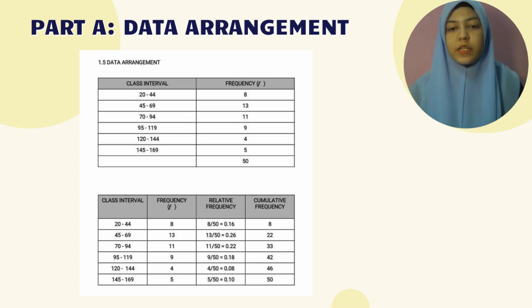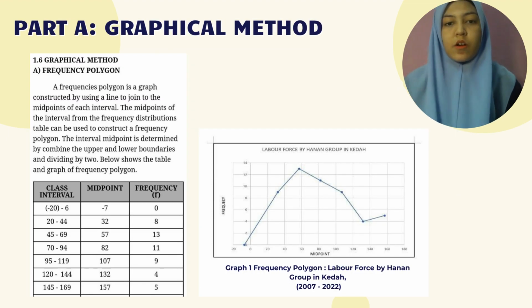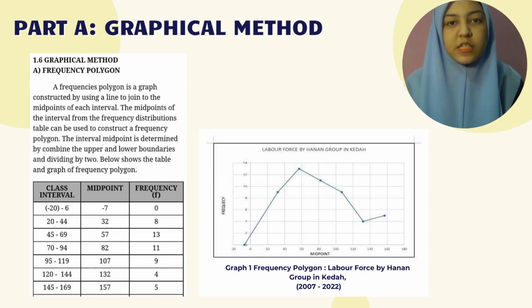Okay, next. 9 divided by 50, the answer is 0.18. 4 divided by 50, the answer is 0.08. And the last one, for graphical method, we choose frequency polygon.